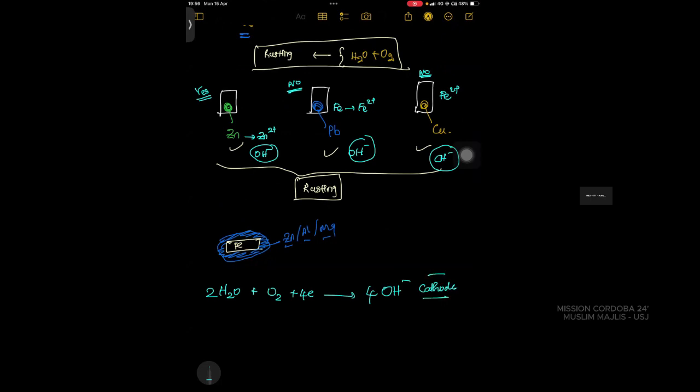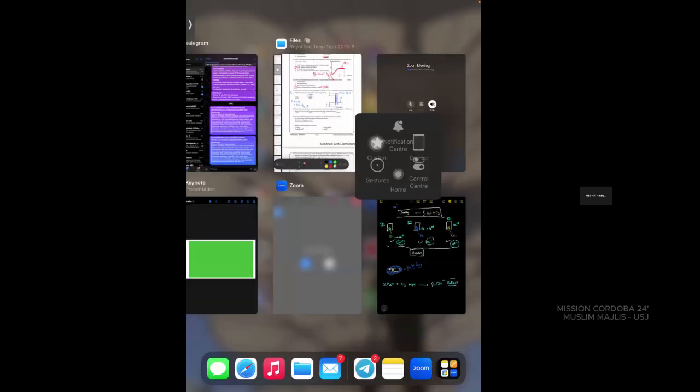So therefore, what is the ion that we will get in common in all the three situations? Can someone tell me? In all three situations, OH minus ions. OH minus ions. Very good. So the answer for that question is OH minus ions. I hope you all understand this question.